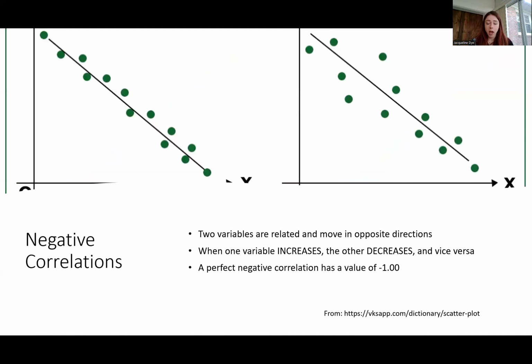On the other end, we have negative correlations. These are when two variables are related and they move in opposite directions. When one variable increases, the other variable decreases, and vice versa. A perfect negative correlation has a value of -1. So you'll see those values going from -1 to 1, and that 0, which would be right in between, means that there's no relationship.